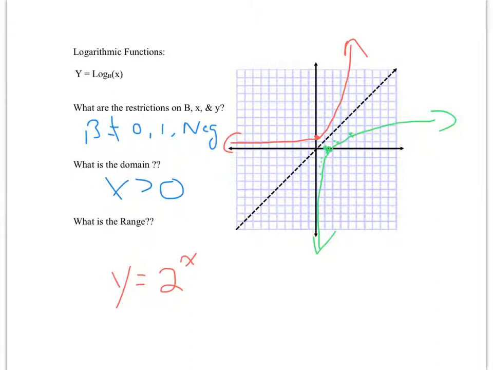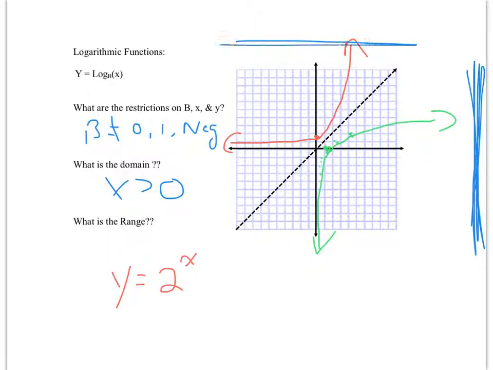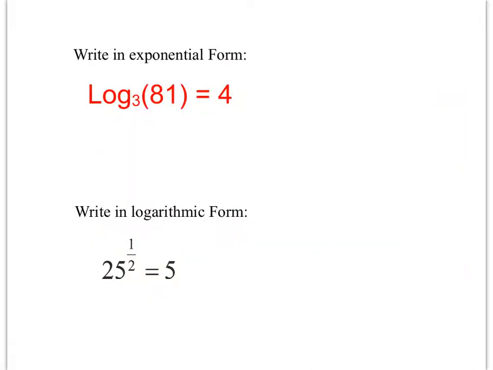In the range of a logarithmic function, you can see now it covers the full spectrum of the y values, just like the x values of an exponential function cover the full spectrum. So the range of a logarithmic function is all real numbers. Okay, so we want to write a logarithmic expression in exponential form.